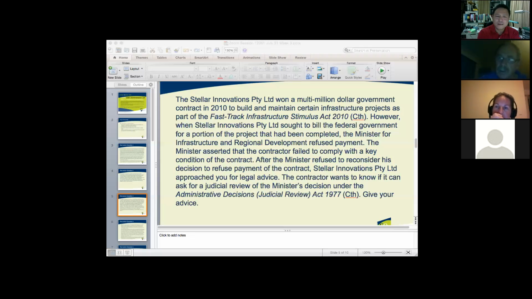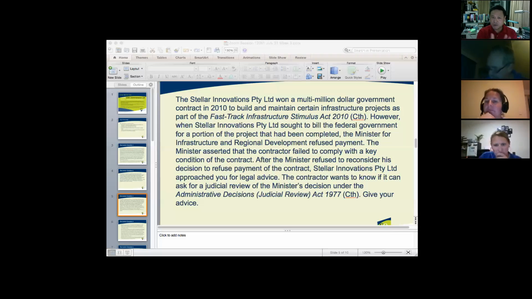The crucial point here is that it is insufficient. We're talking of a review under the Administrative Decisions Judicial Review Act 1977. We're not talking of Section 39 of the Judiciary Act of 1903, or of a specific provision of the Constitution where prohibition is available in relation to decisions of Commonwealth officers. We're speaking of a judicial review under the Administrative Decisions Judicial Review Act.